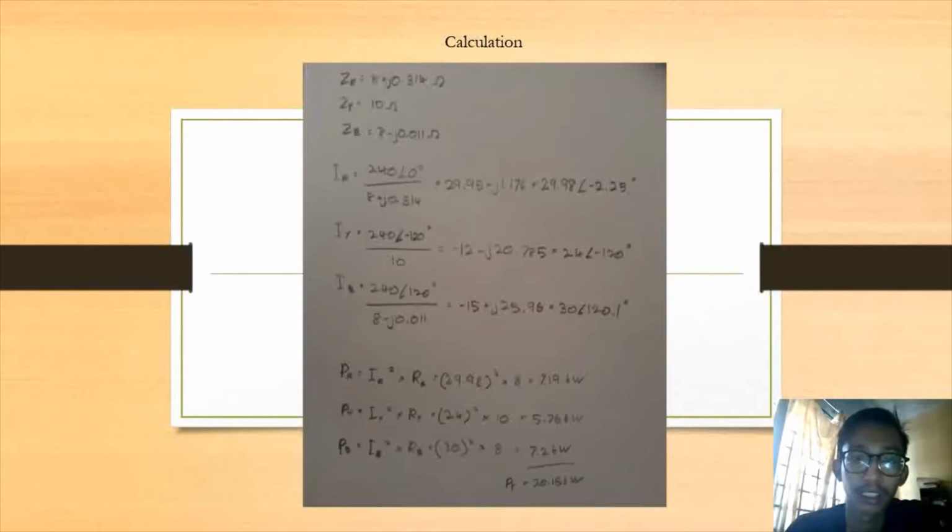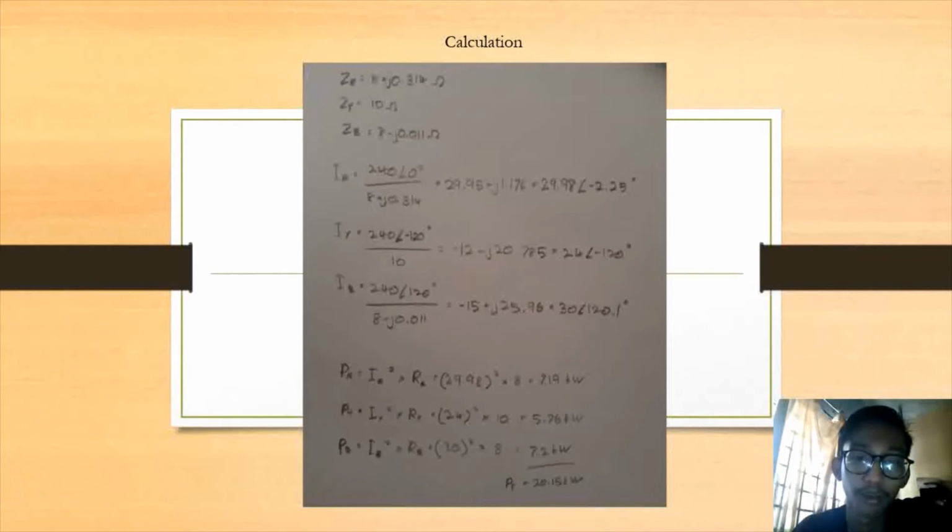I want to discuss about the calculation. So we have ZR, ZY, ZB, and the amounts are: ZR is 8 plus j0.314, ZY is 10 ohm, ZB is 8 minus j0.011. So to get IR, IY, IB, you can see this.